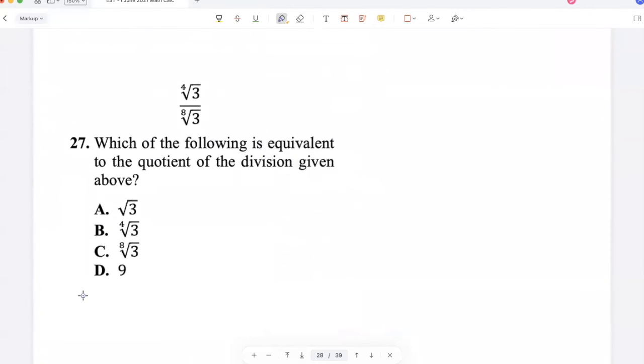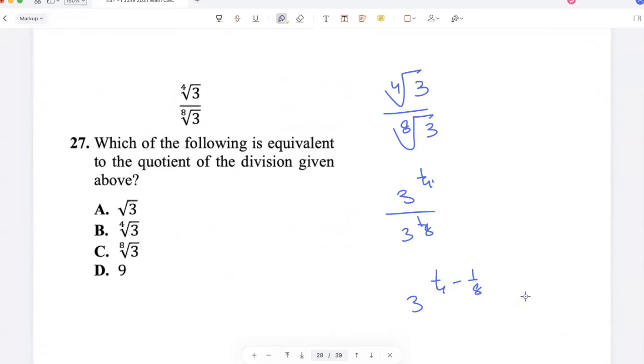Which of the following is equivalent to the quotient of the division given above? Okay. So 4th root of 3 divided by 8th root of 3. So 3 to the power 1 by 4 divided by 3 to the power 1 by 8. So 3 to the power 1 by 4 minus 1 by 8. So that's 8, 2 minus 1. So 3 to the power 1 by 8. So that is 8th root of 3. C.